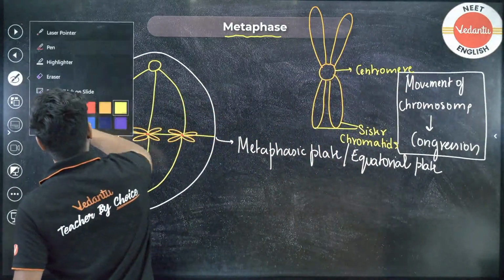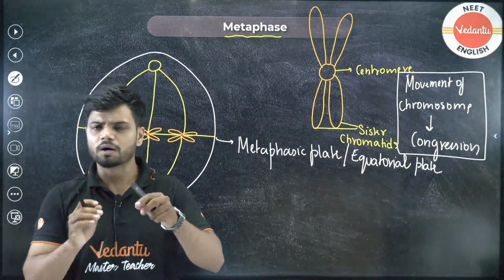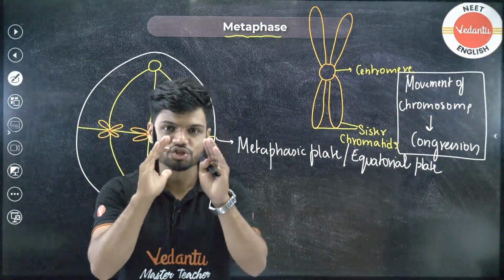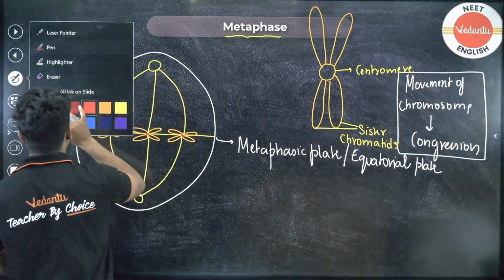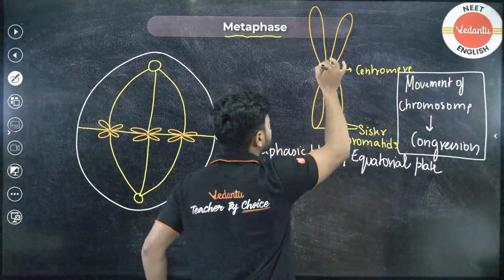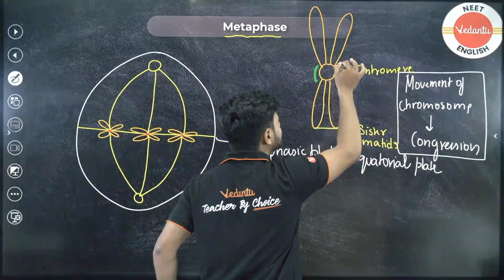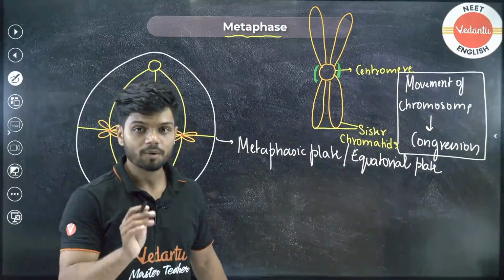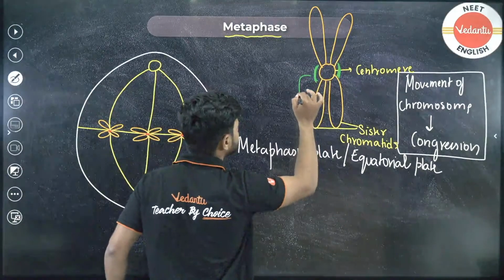Now students, around the centromere, there is a protein layer, a disc-shaped protein layer. That is very important to understand. Around the centromere, like this, there is a proteinaceous disc-shaped structure called kinetochore.